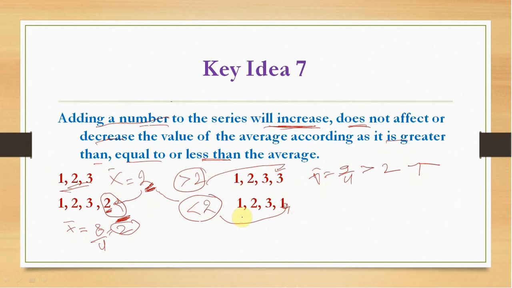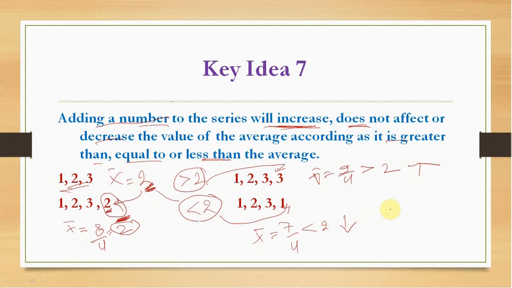Now we add a number which is less than the average to the series. We add 1 to the series, which is less than the average 2. Now what is the average? The average is 7 divided by 4, which is less than 2. So the value of the average goes down.